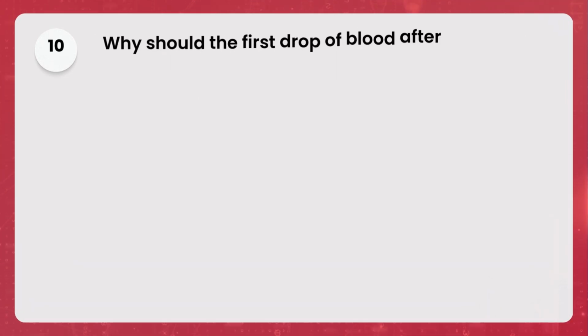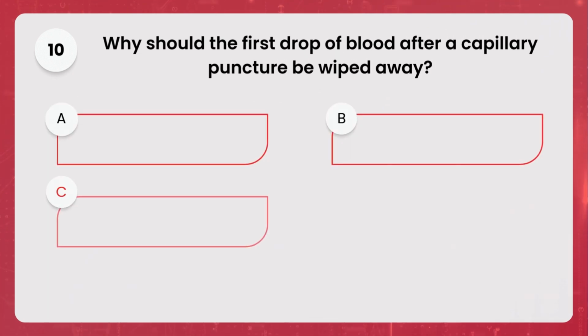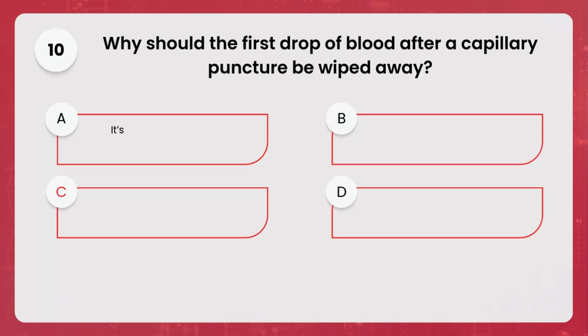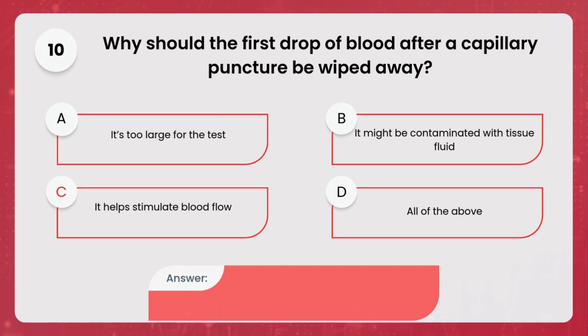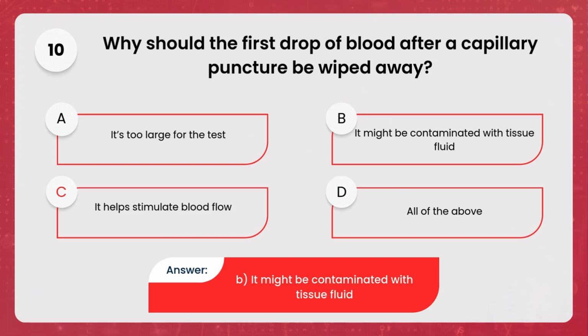Number 10. Why should the first drop of blood after a capillary puncture be wiped away? A. It is too large for the test, B. It might be contaminated with tissue fluid, C. It helps stimulate blood flow, or D. All of the above? The answer is B. It might be contaminated with tissue fluid.